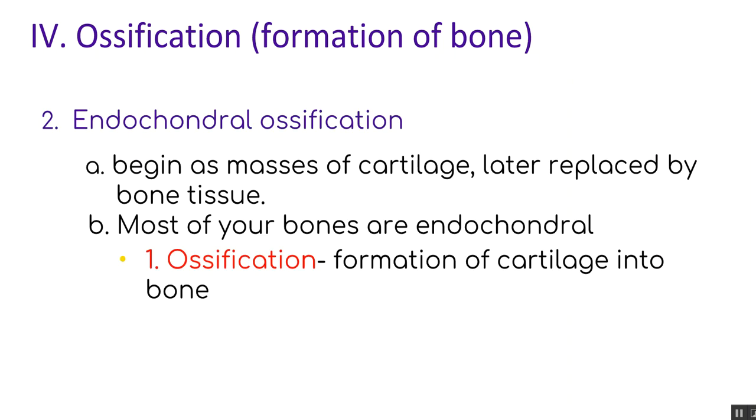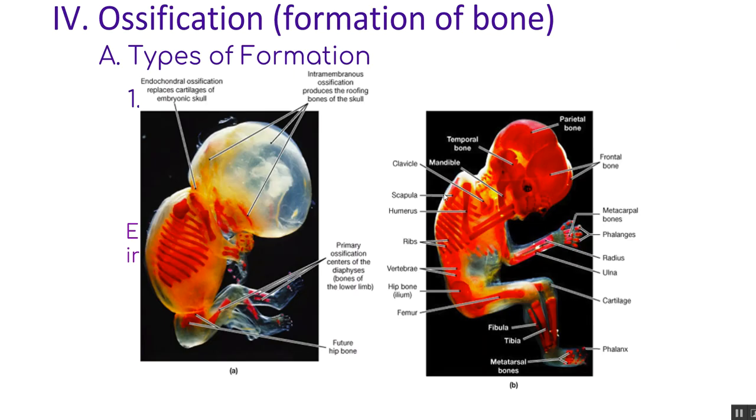All right, the second one that we're going to talk about is endochondral ossification. And that begins as masses of cartilage, and that's later replaced by bone tissue. Endo means inside, chondral means cartilage. So again, ossification, formation of cartilage. I'm going to take you back real quick. Want to look at the picture again. The rest of these bones, your ribs, your radius, your ulna, your humerus, your leg bones, your pelvic girdle, those are all formed by endochondral ossification. Okay, so you already did that.